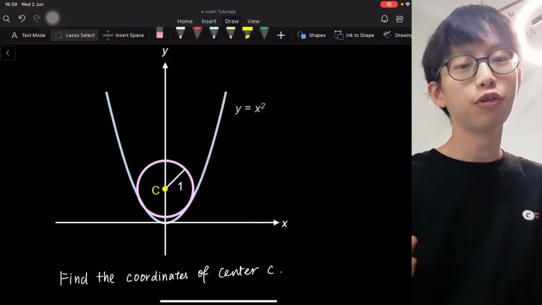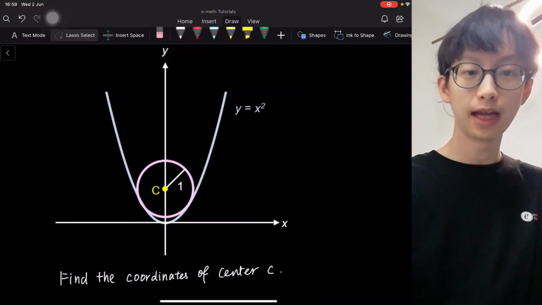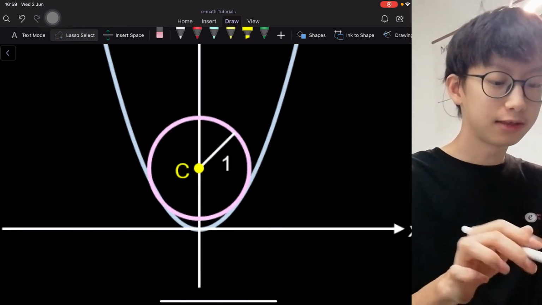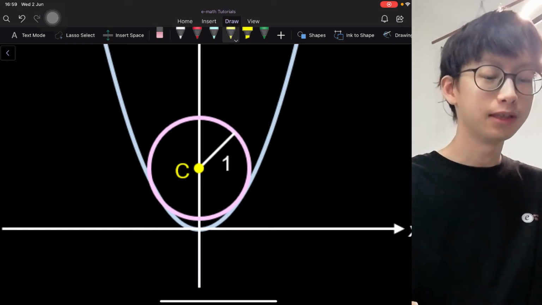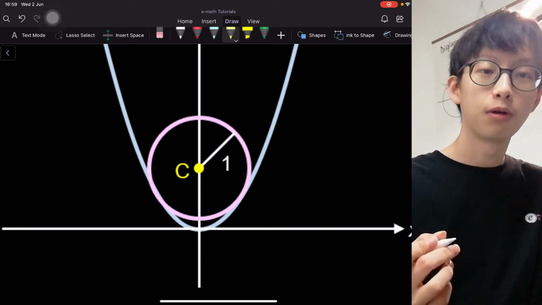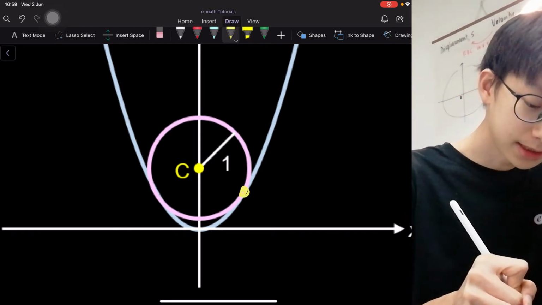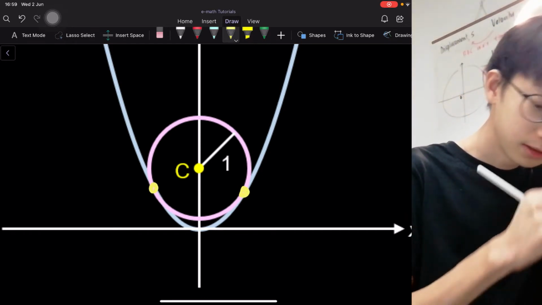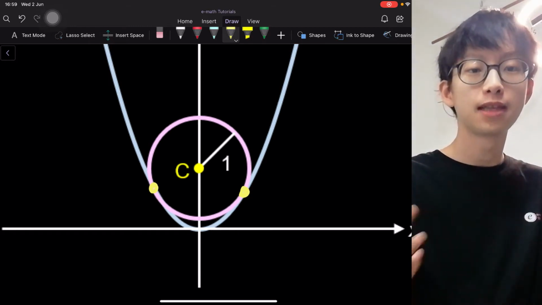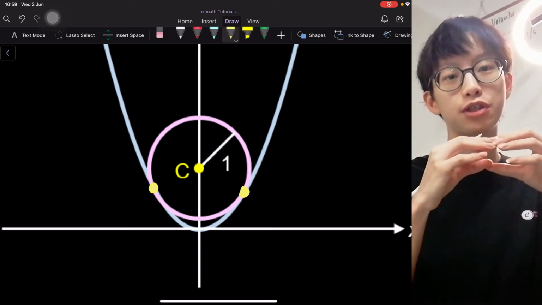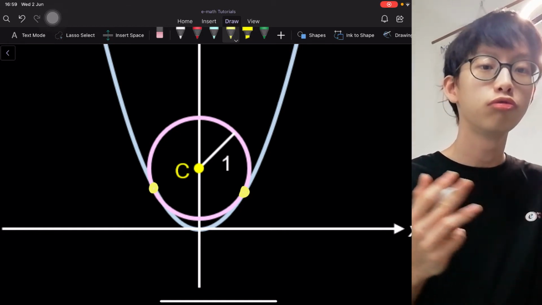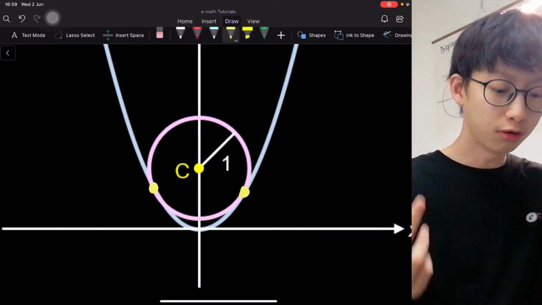So the first thing that came to your mind when you look at this question is again to find the intersection, right? But if you look at this graph, the curve, you'll notice that the circle and the parabola will have two intersection points, right? Which means when you solve the system of equations, when you put the equation of circle and equation of parabola together, you are going to get two solutions. This is what we know.